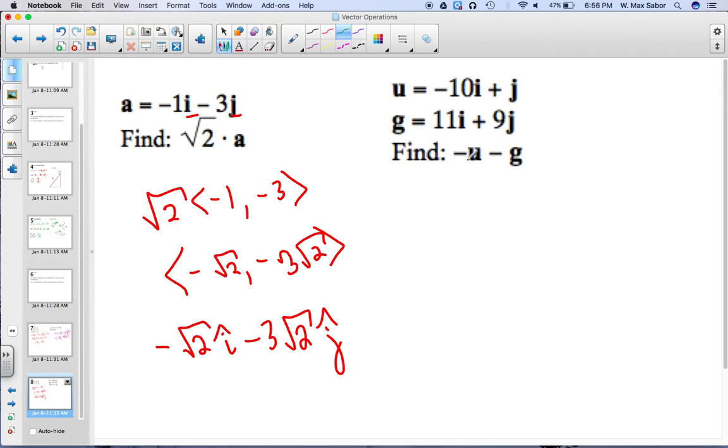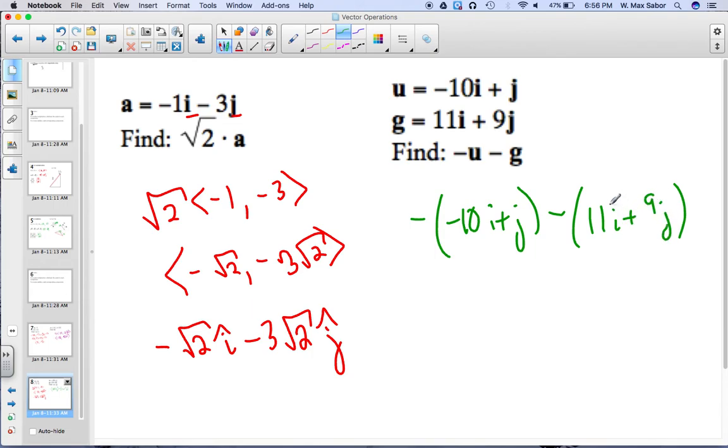Over here, we have negative u minus g. So we'll take negative u. Pretend those i's and j's are bold. It's really hard to write bold letters, in my opinion. That's why I prefer the other notation. 11i plus 9j. It's also kind of annoying when we have i as a complex number. It's kind of annoying to have both of those going on at once.